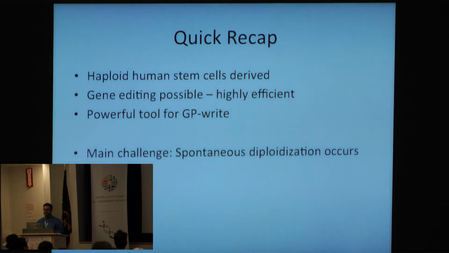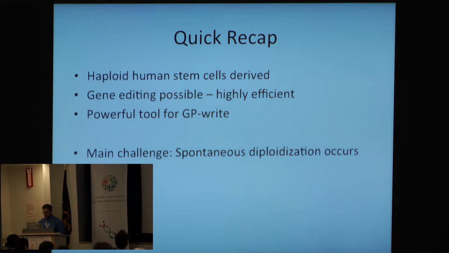So a quick recap. I didn't realize how back-to-back this would be, so I don't think anyone really left. But we developed these haploid human stem cells. They're pluripotent, and you can essentially look at the genome functionally through different types of cells that are differentiated from these cells. And this would be a powerful tool for GP-write, having essentially half the genome to work with.